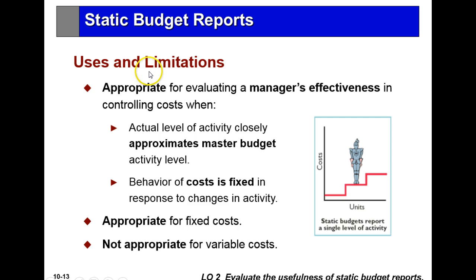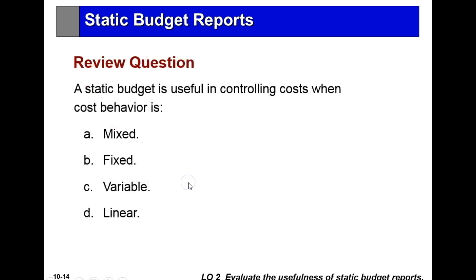Static budgets are used for certain purposes. Appropriate for evaluating a manager's effectiveness in controlling costs when the activity levels are going to be in line with what the master budget's activity levels are. And when certain costs are fixed in response to changes in activities. So when we're dealing with variable costs, this is not going to be an appropriate method of benchmarking, but when we're dealing with various fixed costs, it will be. So a static budget is useful in controlling costs when cost behavior is mixed, fixed, variable, or linear.